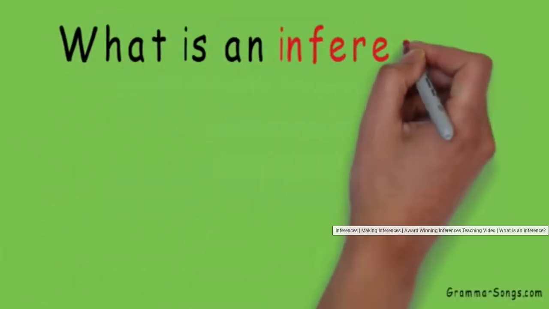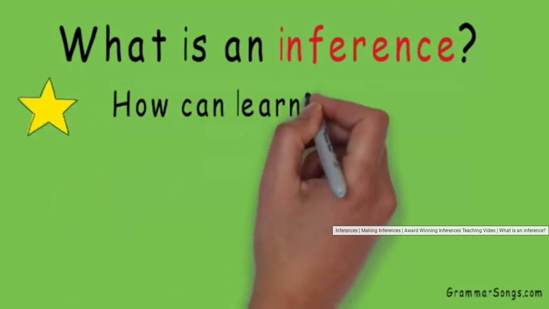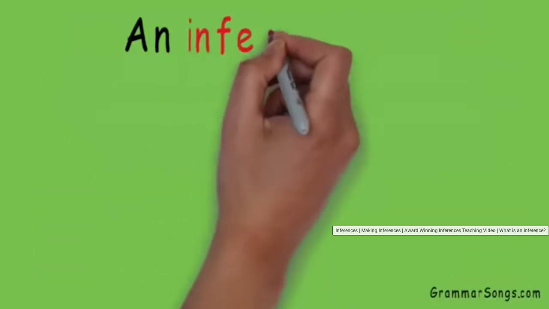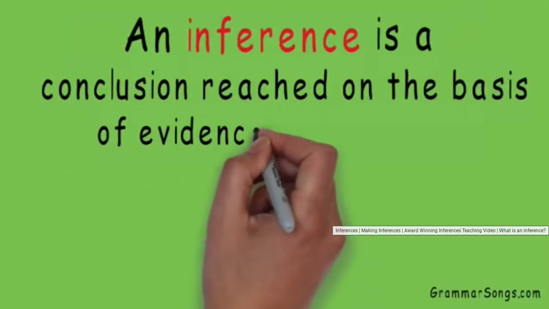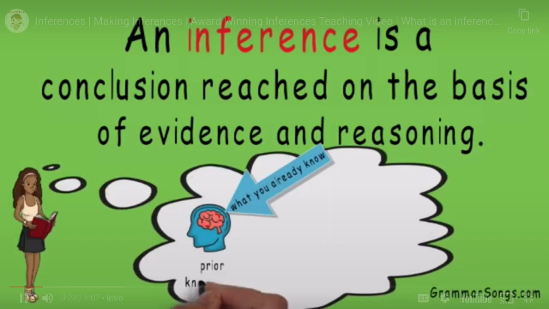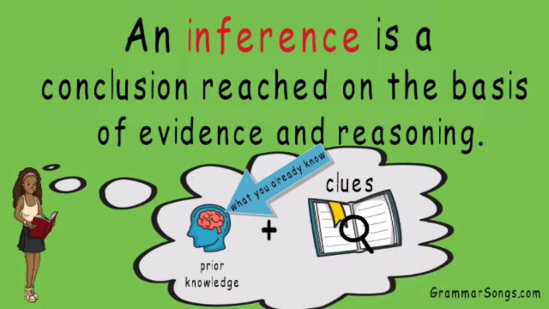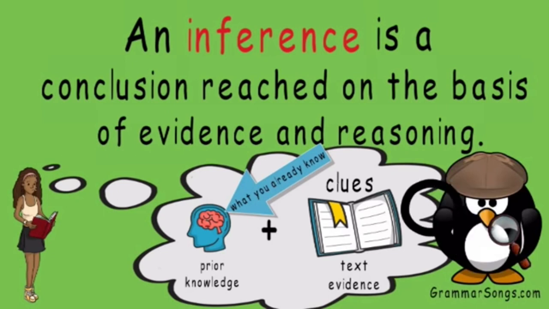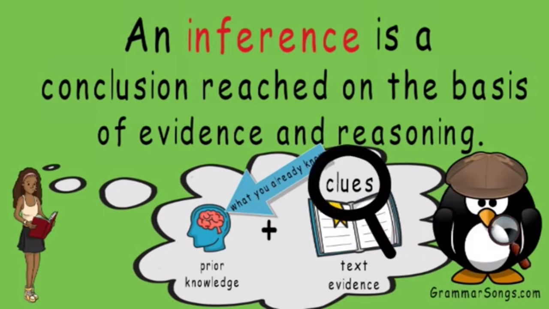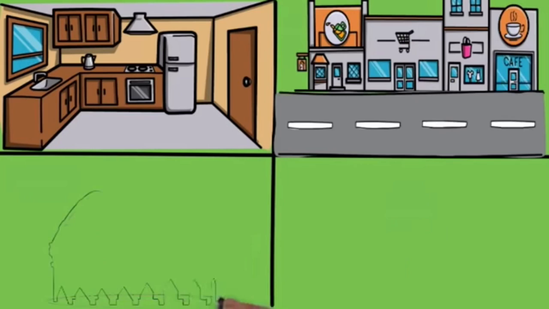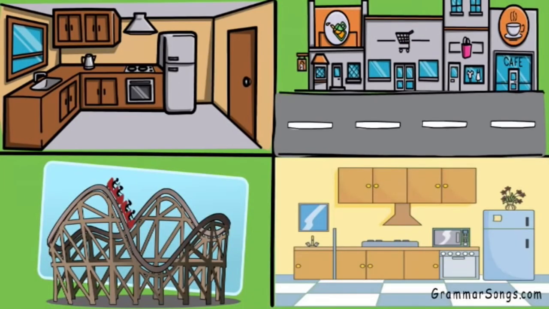What is an inference? More importantly, how can learning to make inferences make me a better reader? Let's get started. An inference is a conclusion reached on the basis of evidence and reasoning. Good readers infer by using what they already know, prior knowledge, along with clues in the text evidence to form an idea. Did someone say clues? Yes, Detective Waddle. Looking for clues is very important when making inferences. Let me show you. We make inferences every day in real life without even realizing it when we use the clues around us to make sense of what is happening.